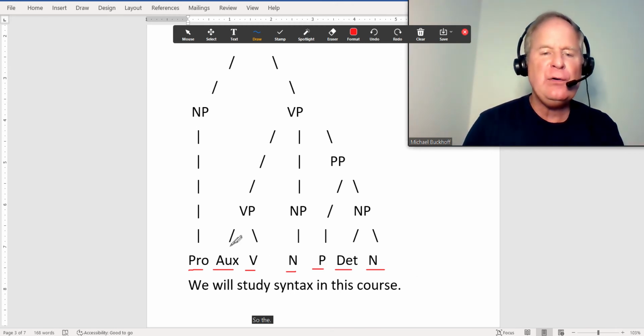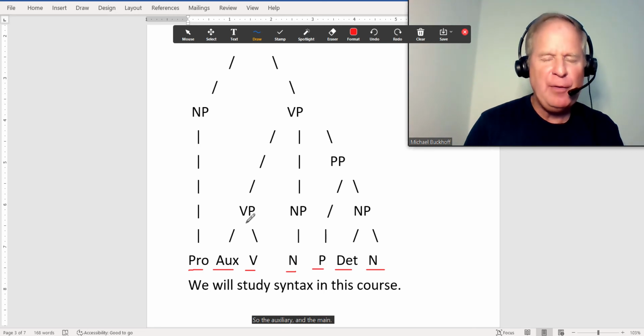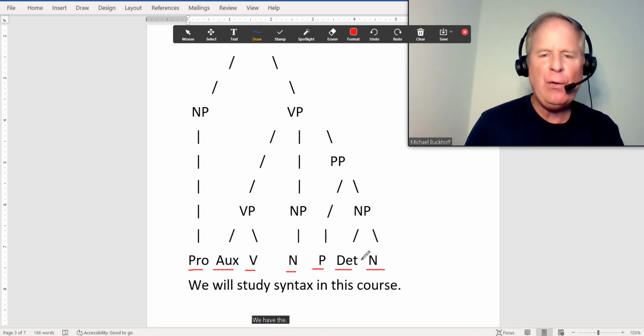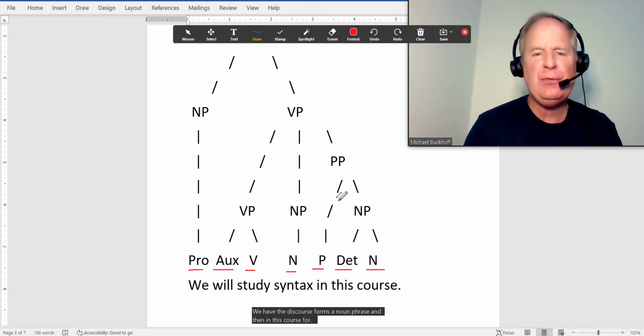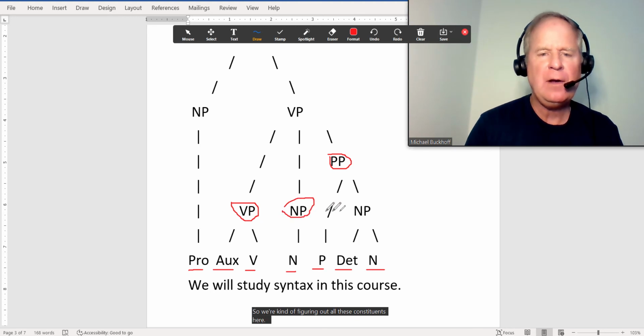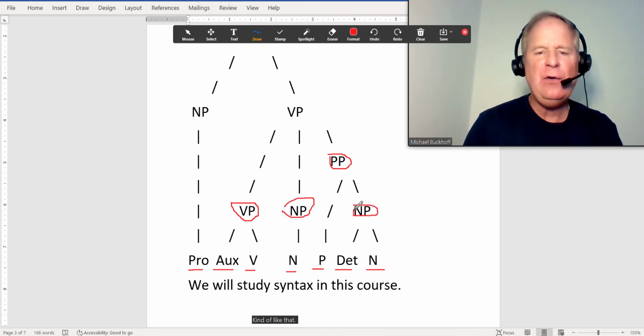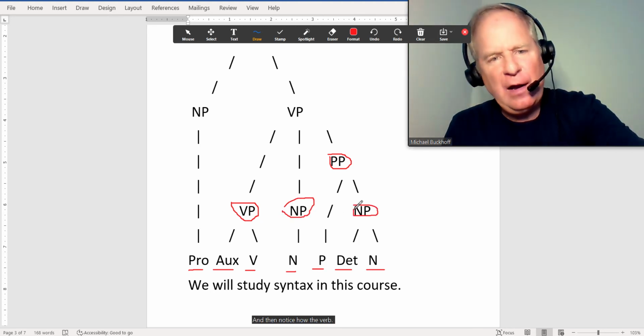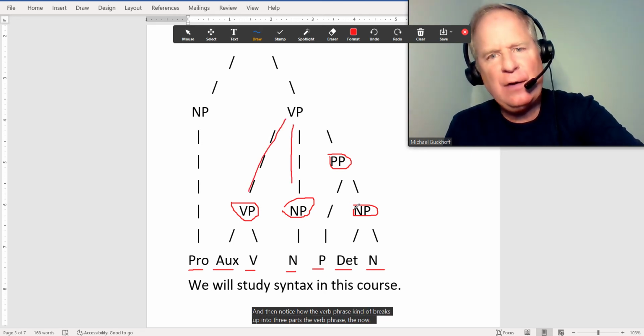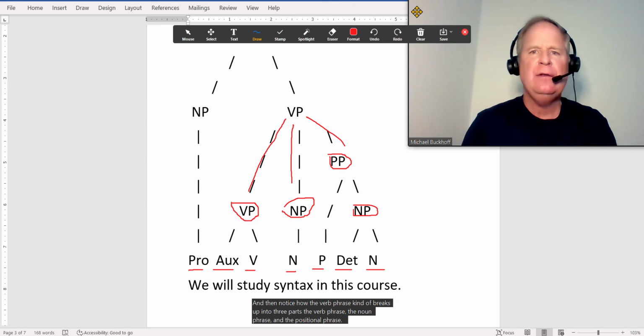So the auxiliary and the main verb become a verb phrase. We have "this course" forming a noun phrase, and then "in this course" forms a prepositional phrase. You see that right there, right? So we're figuring out all these constituents here. And then notice how the verb phrase breaks up into 3 parts: the verb phrase, the noun phrase, and the prepositional phrase.